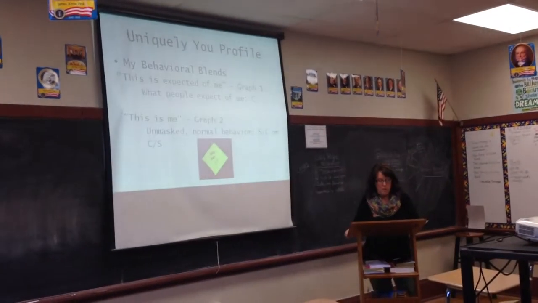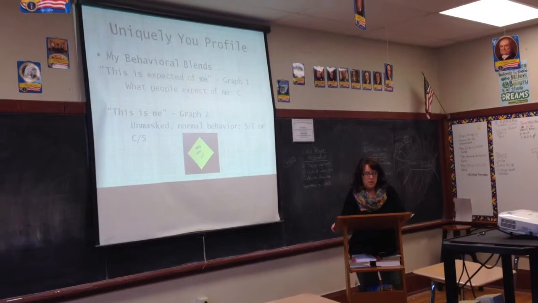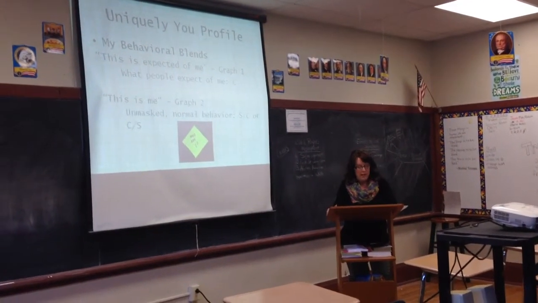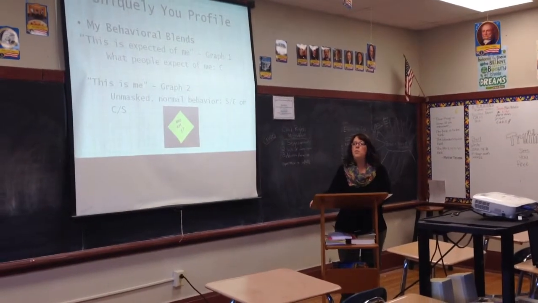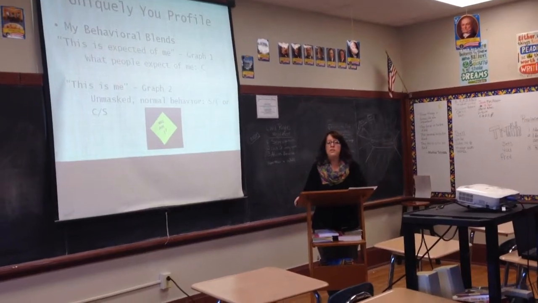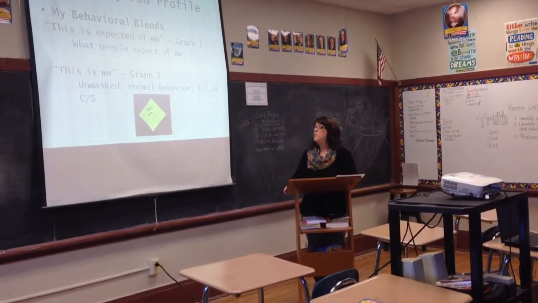So on the graph 1, this is what I would perceive people expect of me. So I would perceive that people depend on me, that I'm the planner, the compliant, and that people want my best. And then on the graph 2, the unmasked normal behavior, that I am a perfectionist and a loyal friend.